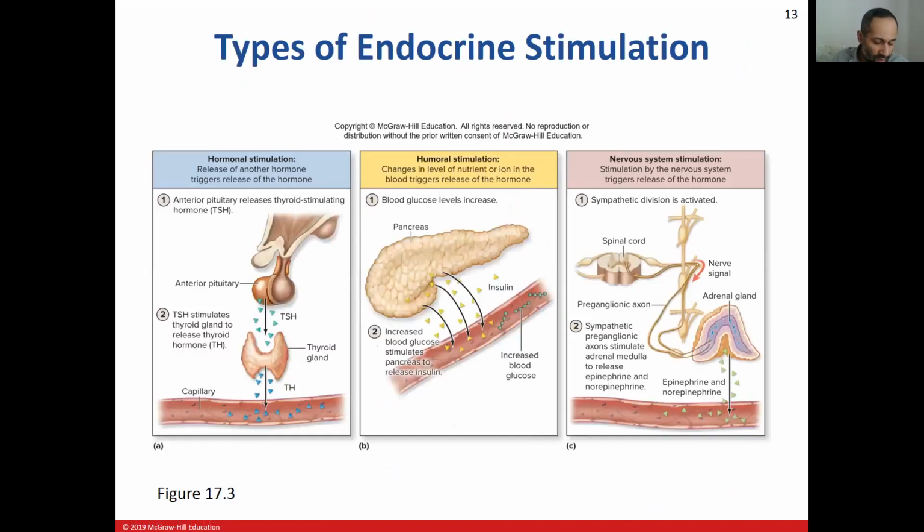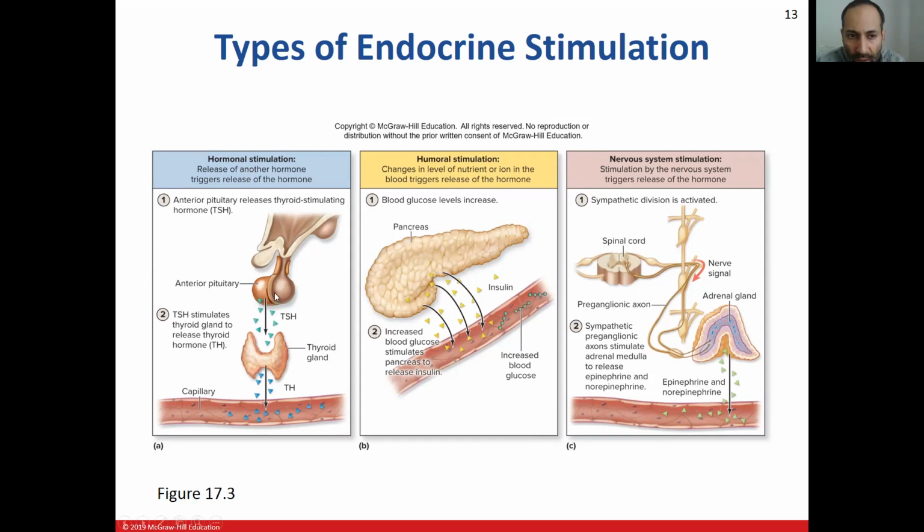Okay, so next up, what we are seeing here is what are some of the ways that hormone secretion is stimulated in the endocrine glands. What causes your endocrine glands to make and stimulate and secrete hormones? All right, so there's three ways of doing it: hormonal stimulation, humoral stimulation, and nervous system stimulation. What's the difference between each? Hormonal stimulation simply means that a hormone from somewhere else is causing this endocrine gland to secrete its own hormone.